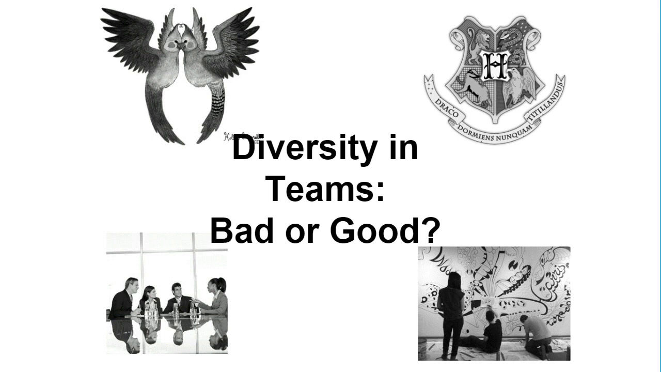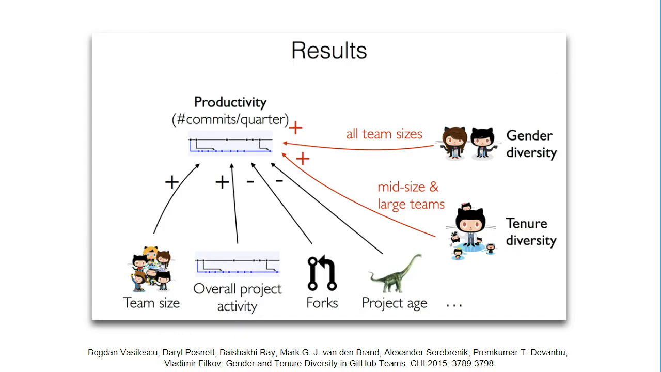So when we've been looking at software development teams, it was not a priori clear what kind of impact of diversity we should expect. And it turned out that controlling for things like team size, overall project activity, project age, and so on and so forth, gender diversity is beneficial for productivity, which back then was operationalized as the number of commits per quarter, per time unit. And for mid-sized and large teams, tenure diversity is also beneficial for productivity.